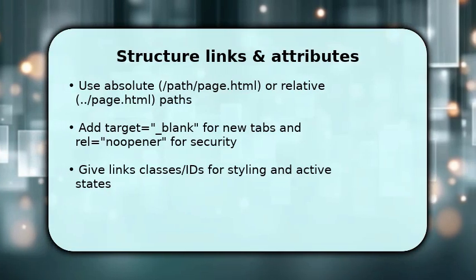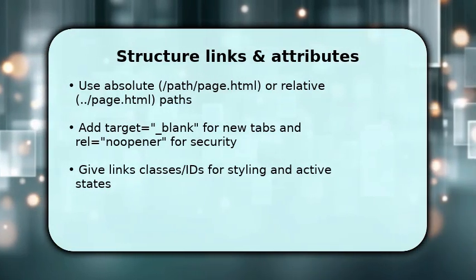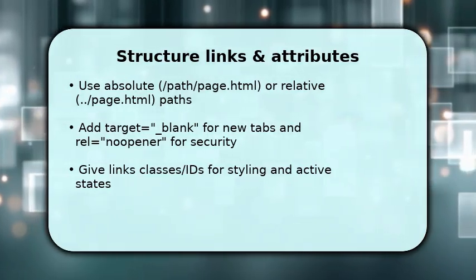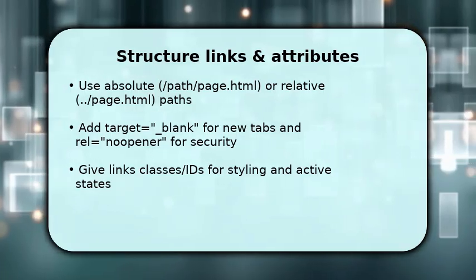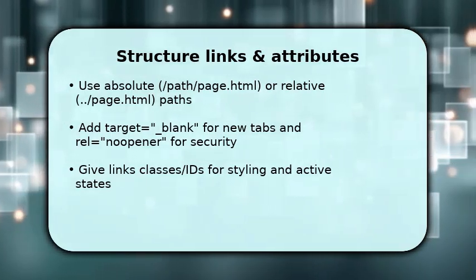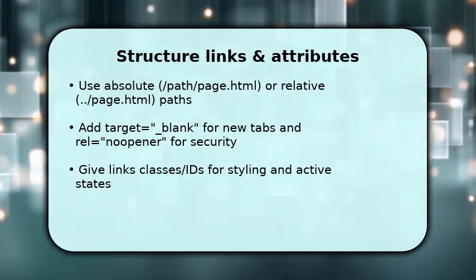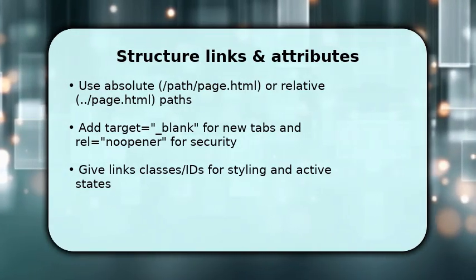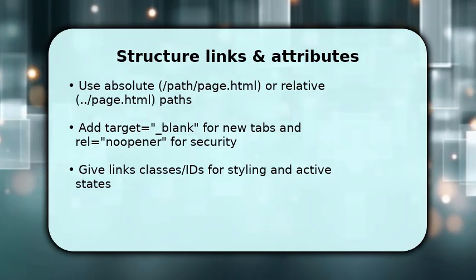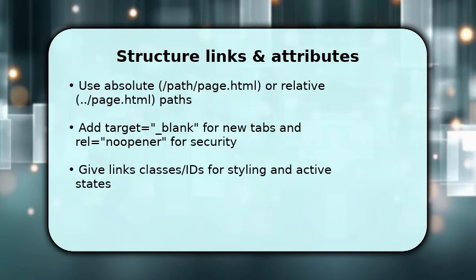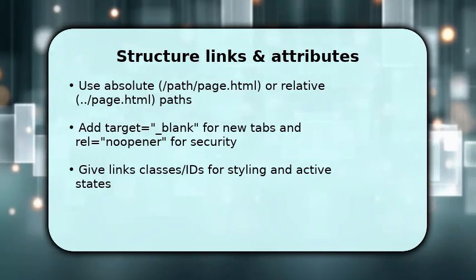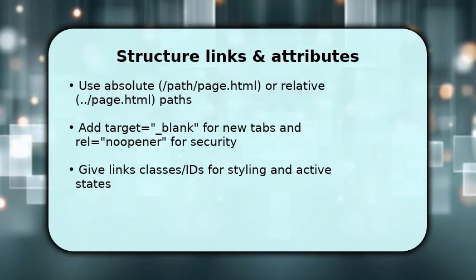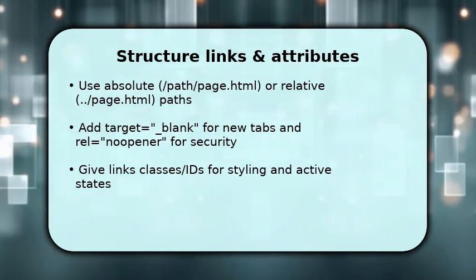Now refine the link structure and attributes to control behavior and security. Choose relative paths for same-site pages and absolute paths for external resources. This affects portability and deployment. Add target equals _blank when you want new tabs, and always include rel equals noopener to prevent performance and security issues. Give each anchor a class or ID so CSS can style hover, focus, and active states. Make sure to test links across folders. If a link breaks, check the path depth and file name spelling.